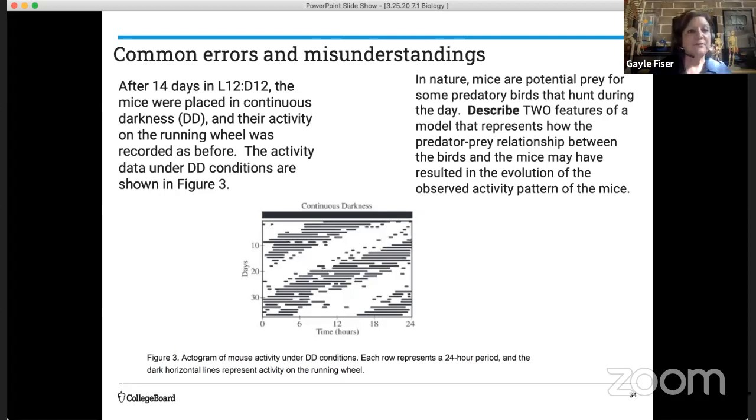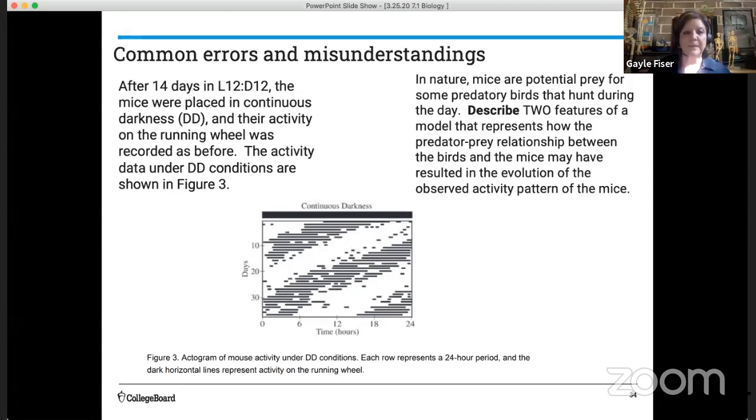After 14 days in L12, D12, the mice were placed in continuous darkness, DD, and their activity on the running wheel was recorded as before. The activity data under DD conditions are shown in figure 3.